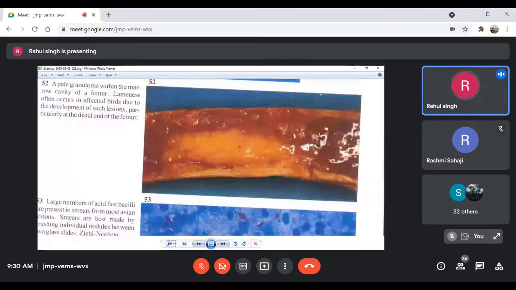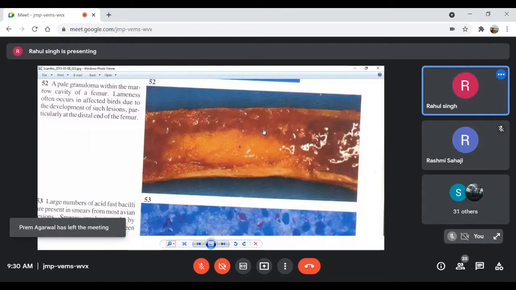Okay. Now this is a typical space-occupying lesion in the bone marrow, and as the description says, it becomes painful and causes lameness in the birds. This is the remnant of bone marrow, and this is the abscess. So it has actually replaced the normal bone marrow, isn't it?